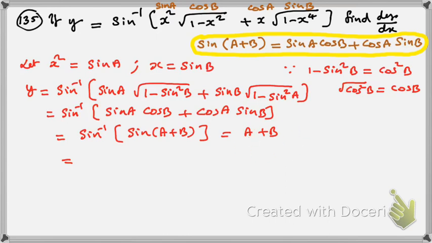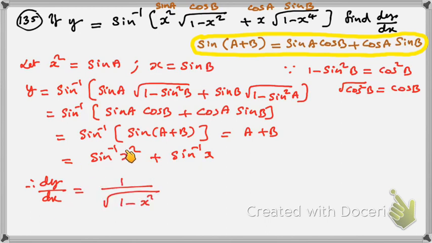Replace A and B by its value. So what is A going to be? From your substitution, A would be sine inverse of x square and B would be sine inverse of x. So that's my question. Y is equal to sine inverse of x square plus sine inverse of x. Your question is simplified. Now I can differentiate.